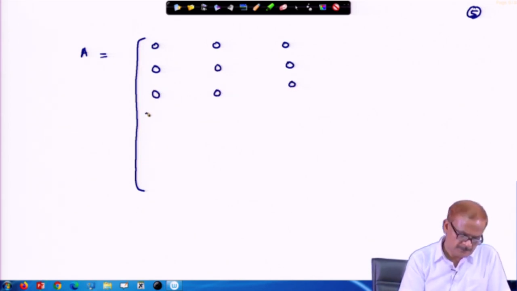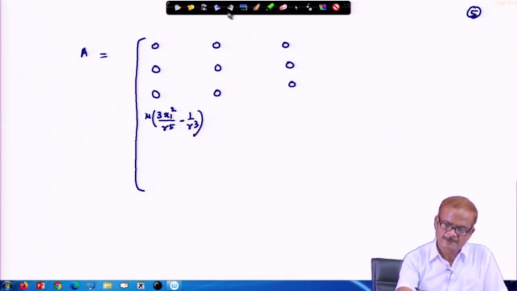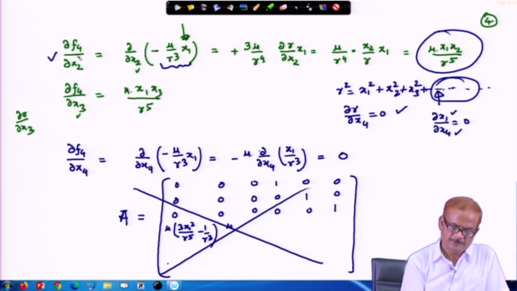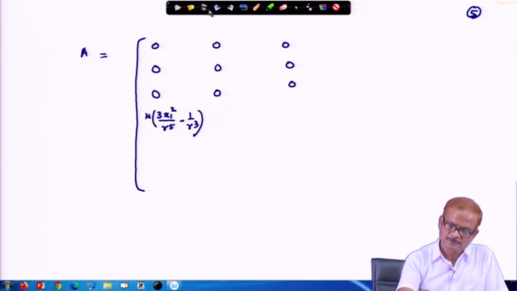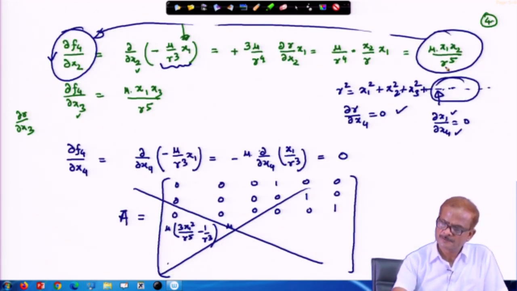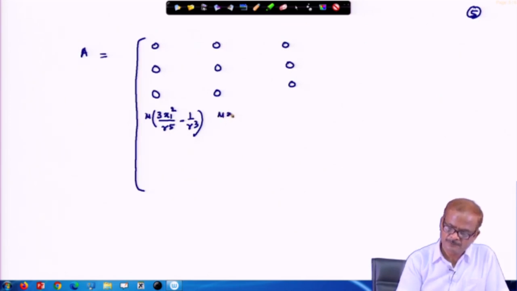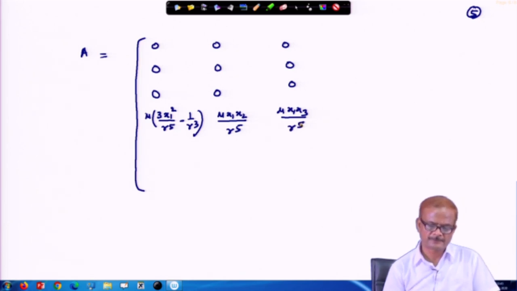The first element we have is 3 mu times 3 x 1 square divided by r to the power 5 minus 1 by r cube. The second element we are taking from this particular element which is coming here, dou f 4 by dou x 2. So, this quantity is mu x 1 x 2 divided by r to the power 5. The next element we have written is mu x 1 x 3 divided by r to the power 5.